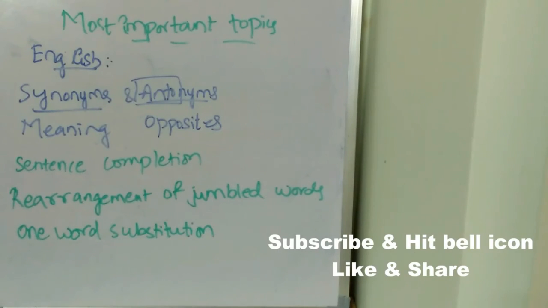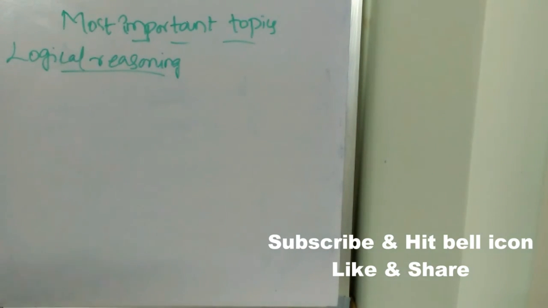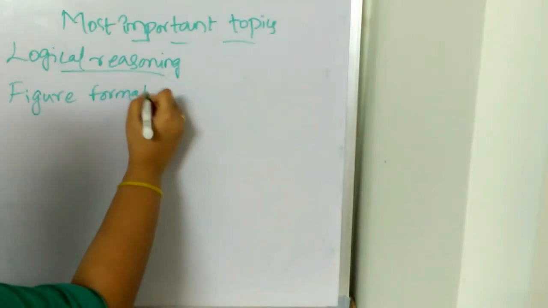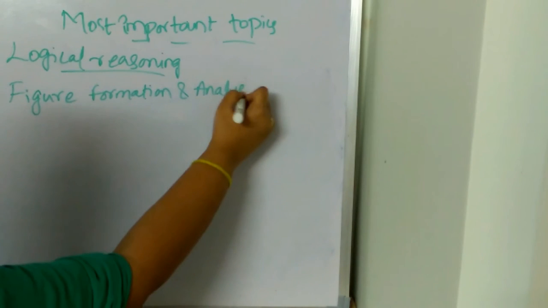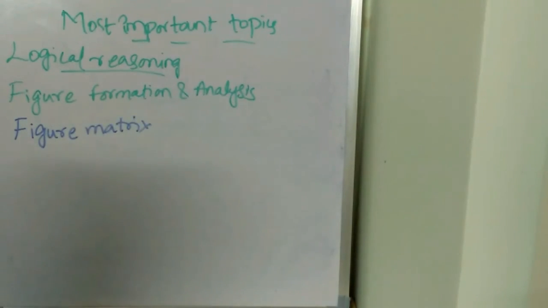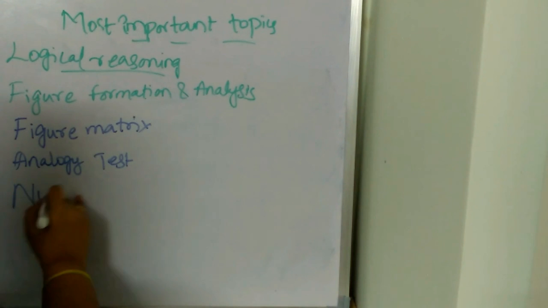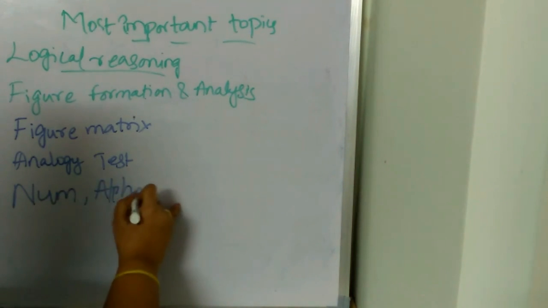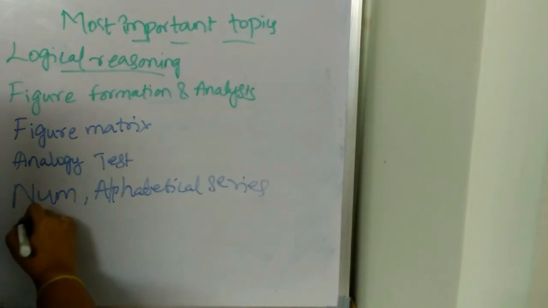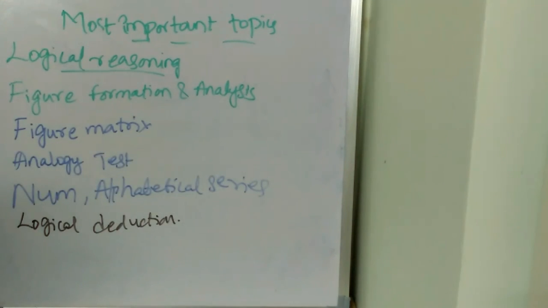Now let's see what are the important topics coming to logical reasoning. You need to concentrate on figure formation and analysis, figure matrix, very important. Analogy test, numerical and alphabetical series, very, very important. Last but not least, logical deduction. So these are very, very important topics coming to logical reasoning.